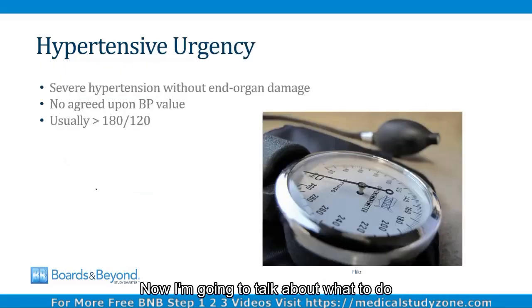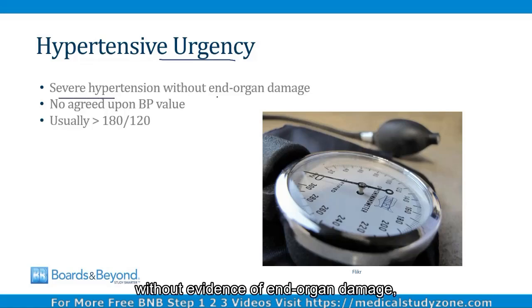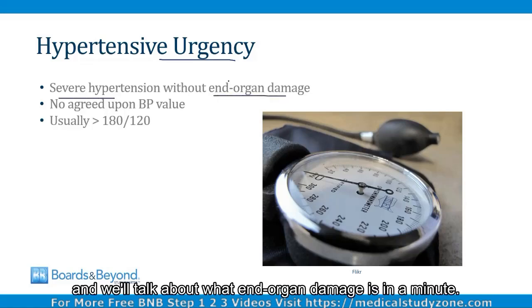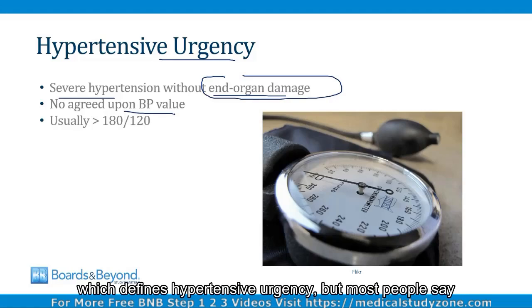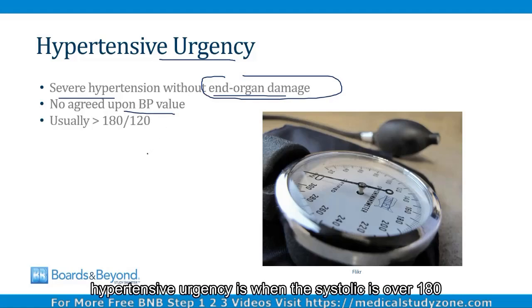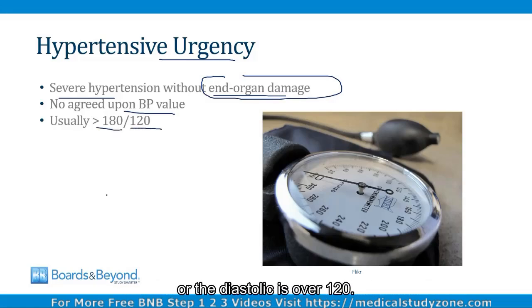Now I'm going to talk about what to do in cases where patients present with severely elevated blood pressure. And the first topic we'll talk about is hypertensive urgency. This refers to severe hypertension without evidence of end organ damage, and we'll talk about what end organ damage is in a minute. There's no definite blood pressure value which defines hypertensive urgency, but most people say hypertensive urgency is when the systolic is over 180 or the diastolic is over 120.